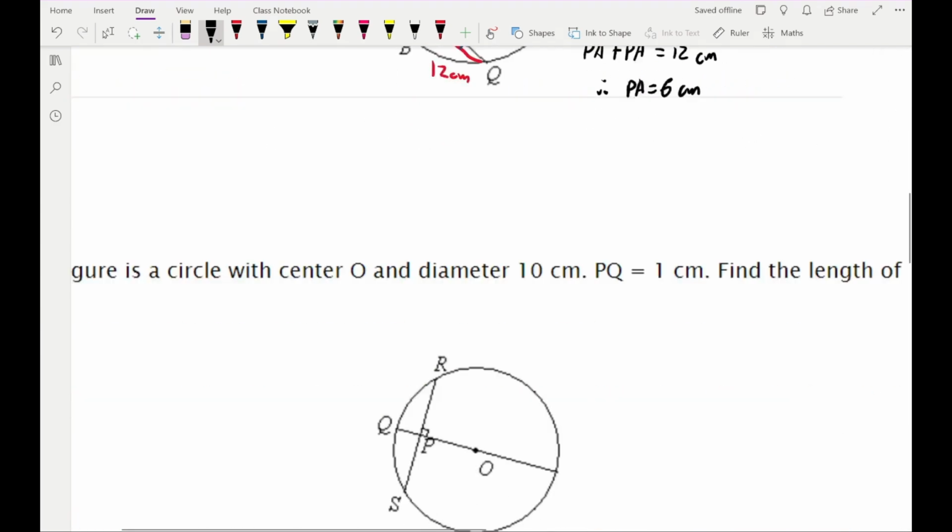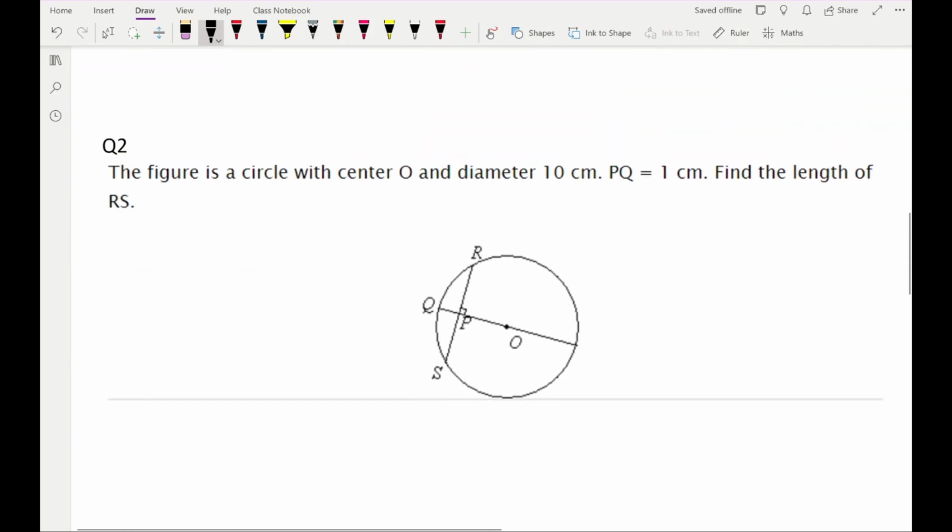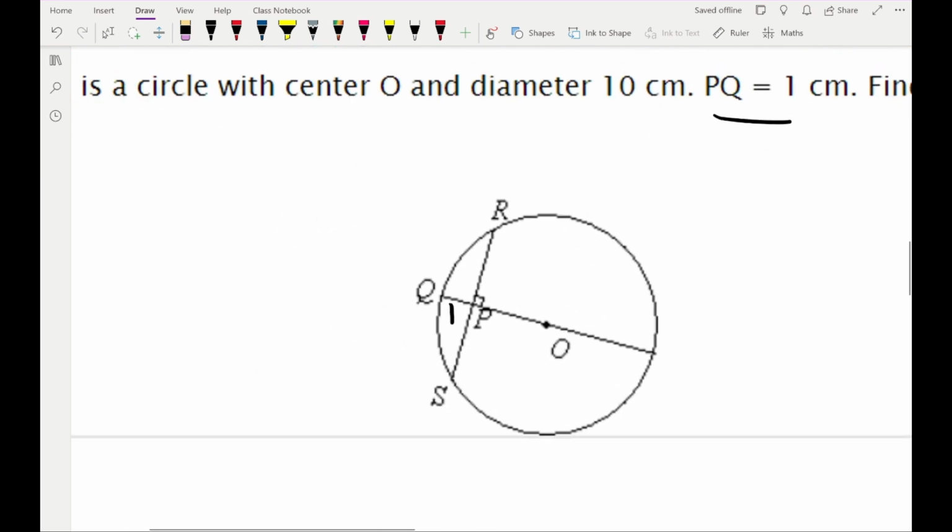Next question we're going to do gets a bit more tricky, but each individual step is hopefully approachable. So we're going to put in immediately what we know, and that's that PQ equals 1 on this. And we're going to be looking for the length R to S, which is like this whole length here. We've got a few steps to make it there. So really importantly, the diameter is 10. So let's use that to fill in all the bits and pieces that we want to know.